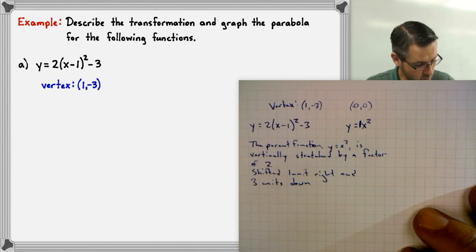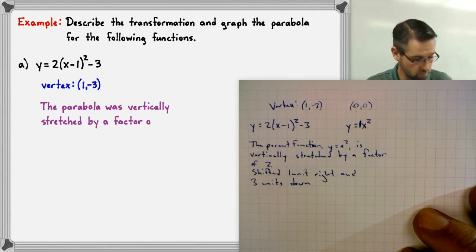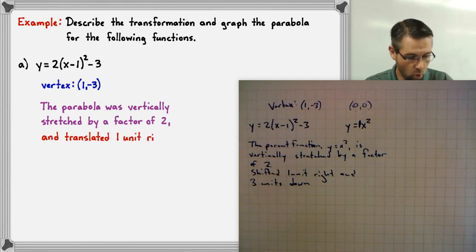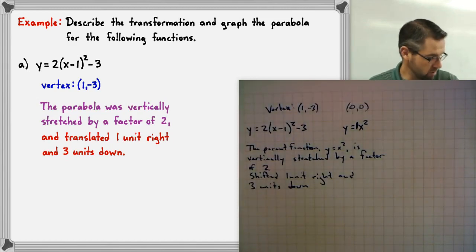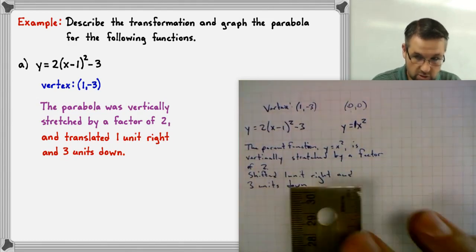The vertex is 1, -3, and therefore we could say that the parabola was vertically stretched by a factor of 2, and it was translated 1 unit right and 3 units down. Okay, so that's probably a little bit clearer in this here. But now we want to go ahead and graph this parabola. Now normally we would be able to graph it pretty easily. So let's go ahead and do that.